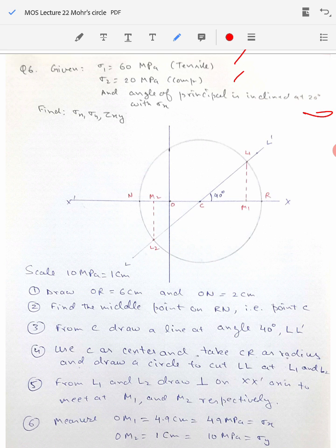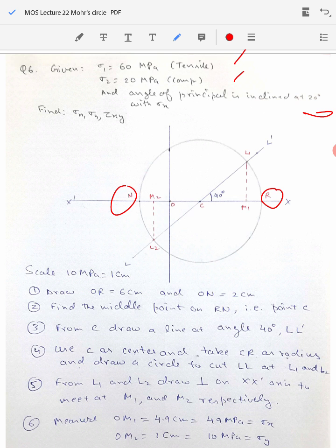How are we going to start? Again, we will choose a certain scale. Let's say 10 megapascal is equal to 1 centimeter. I will first locate the point R. I will mark the distance OR equal to 6 centimeter, which is my first principal stress. And because the second principal stress is compressive in nature, on the left hand side of the origin, I will mark the point N, which will be at 2 centimeter distance from the origin.